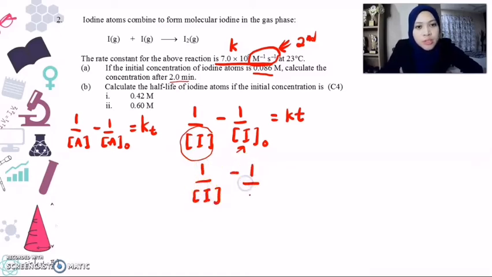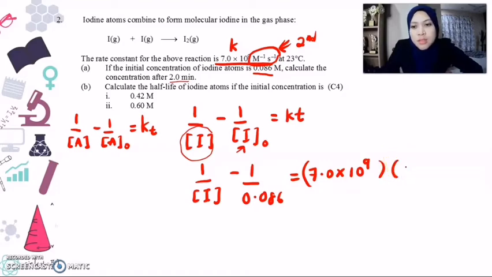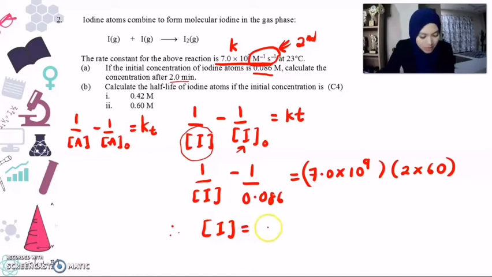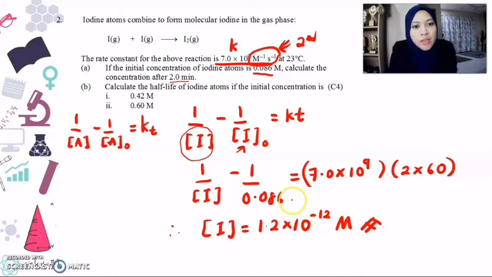Minus 1 over 0.086 equals k, here 7.0 times 10 to the power of 9, times 2 times 60. By performing this calculation, you will get the concentration of I as 1.2 times 10 to the power of negative 12 molar. So this is the concentration that is left after 2 minutes.